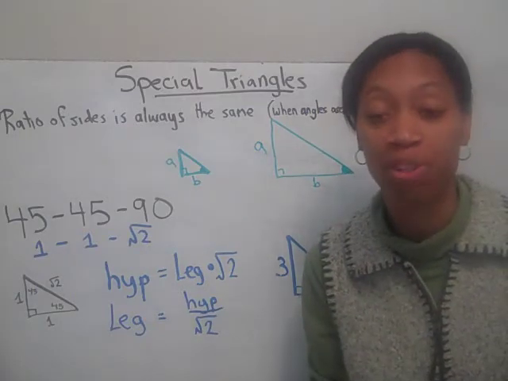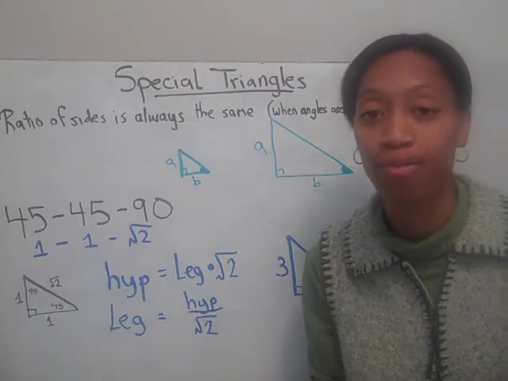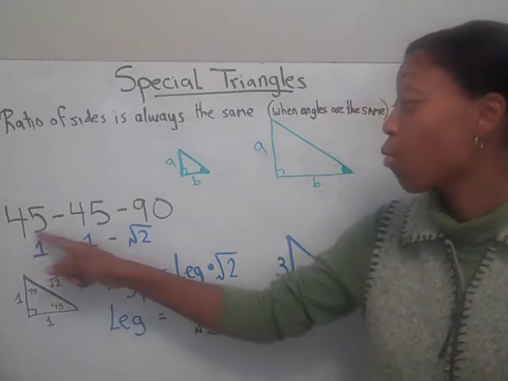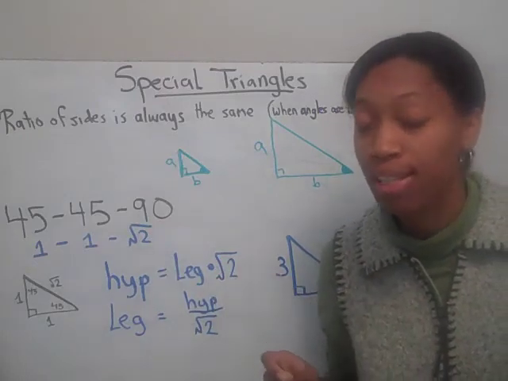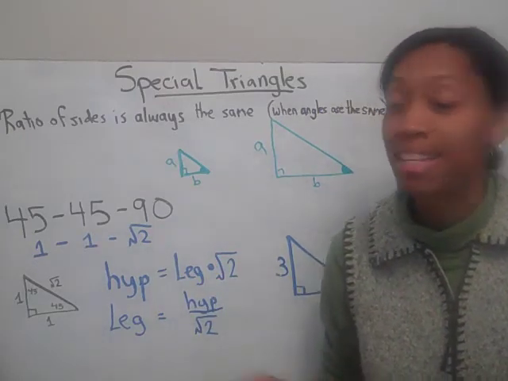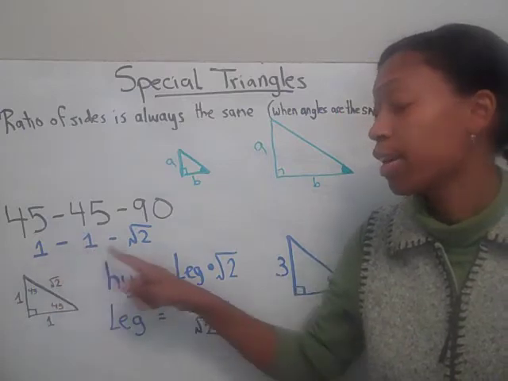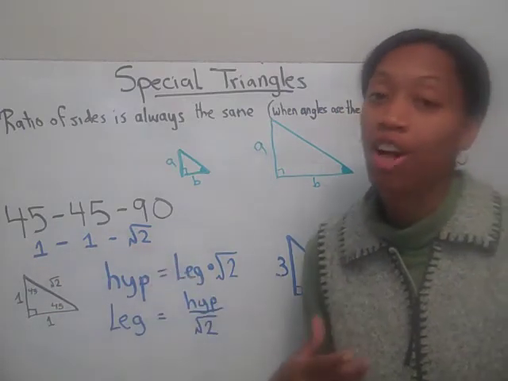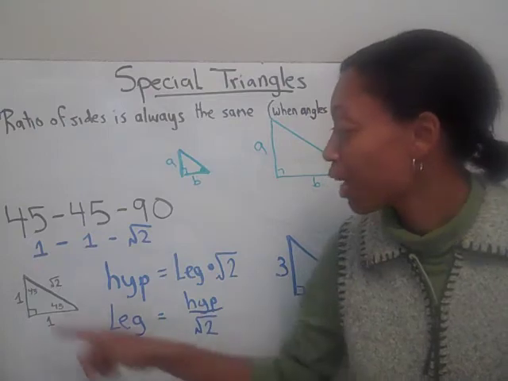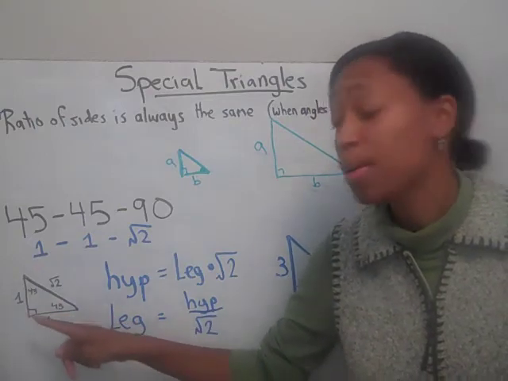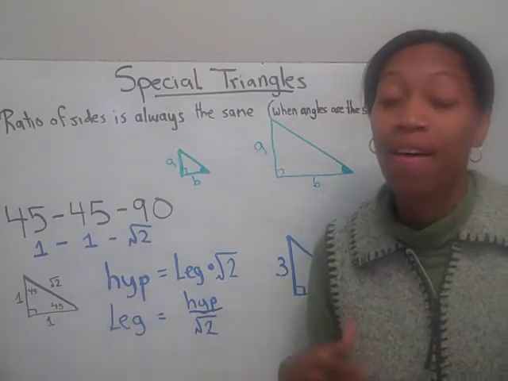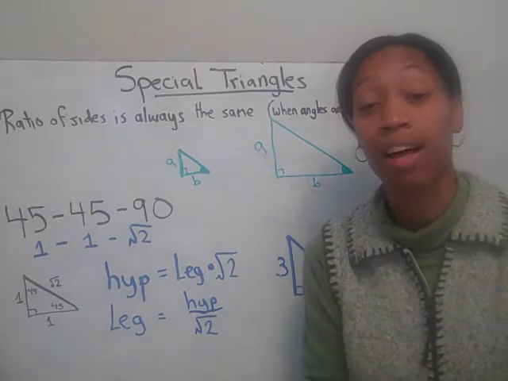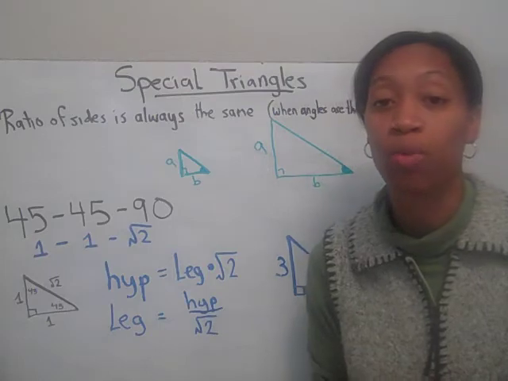So there's two kinds of special triangles. The first one is a 45-45-90 triangle. Whenever you have a triangle with those angles, the ratio of the sides is always 1, 1, square root of 2. In other words, it's going to be isosceles. We're going to have two sides that are the same, 1, 1, and then the side that's across from the 90 degrees, the hypotenuse, is in the ratio of square root of 2.